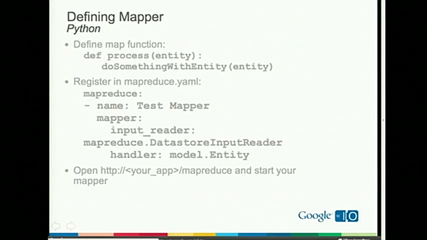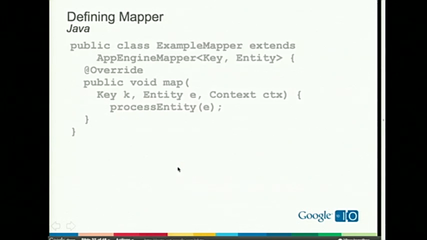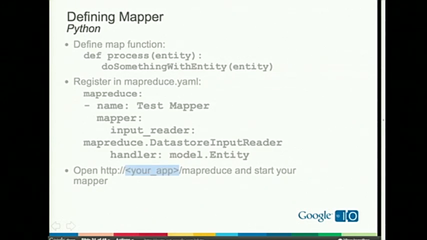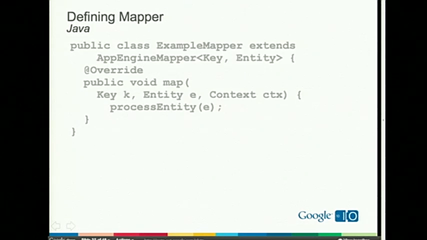And it is really, really easy to define a new mapper to do some work. You define a simple function which takes only 1 argument. You do something with that argument, and you create a MapReduce YAML file in your app, and you specify your mapper, how it is called. It's operating over the data store, and it has the handler and those kinds of things. And then you can open your app at /MapReduce, and all the MapReduces will be listed there. You can start those from the UI.